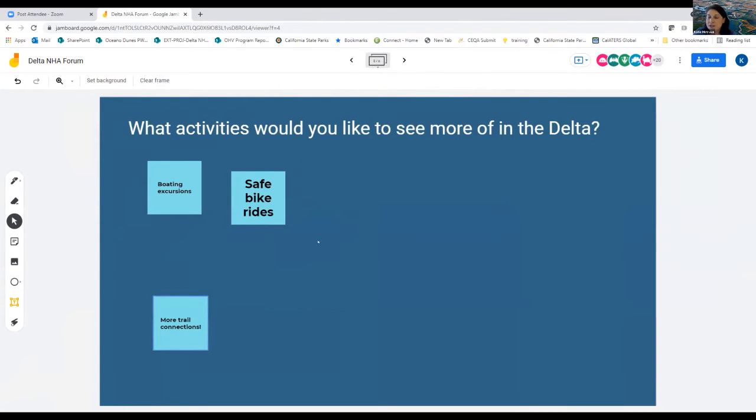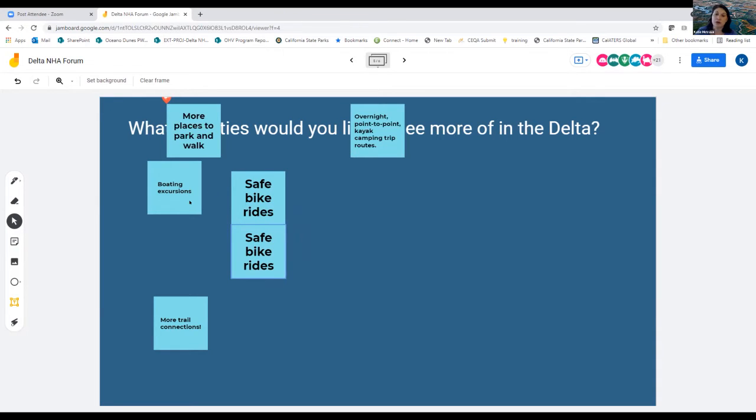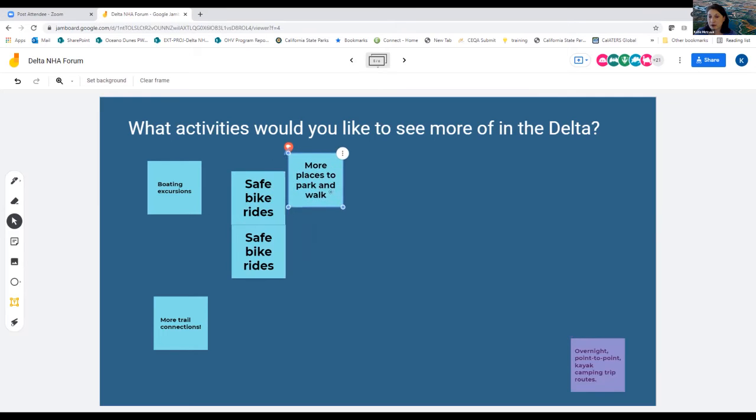This is great. And so these types of things here, this one will help me look at some of those interpretive connections we can make for some of these things. Safe bike rides. So maybe we need more safety education, for example, for folks. Boating excursions, we could definitely have some interpretation go along with the boating, or places to park and walk. See, this is all good stuff.